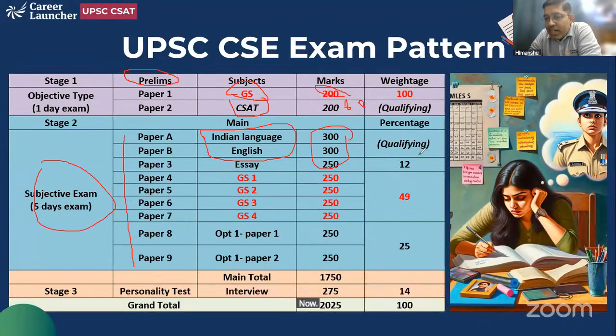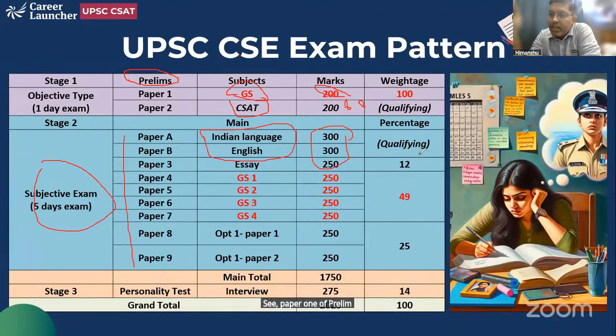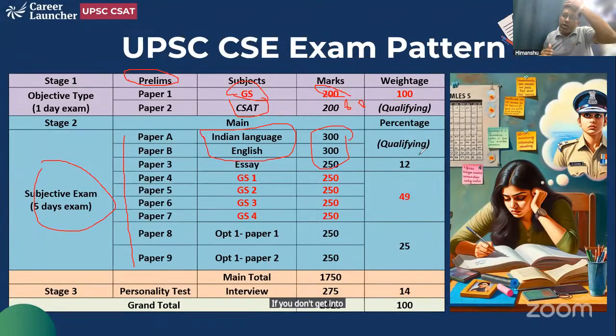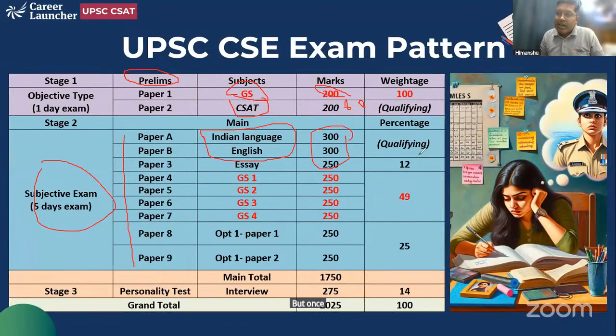Now, Sneha is asking, what about paper 1 of the prelims examination? You say we must score good marks. See, paper 1 of the prelims examination is the entry gate for the main examination. If you don't get into the main examination, your attempt is finished. You'll not be able to go through. So you need to score good marks in general studies paper 1 of prelims, because that's the entry gate for your main examination. But once you get into the main examination, your prelims marks hold no value.